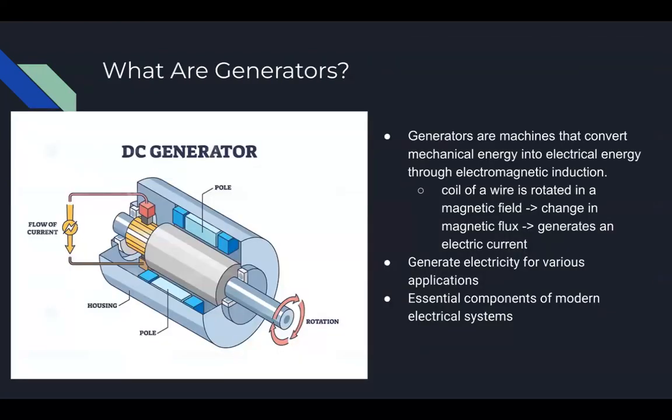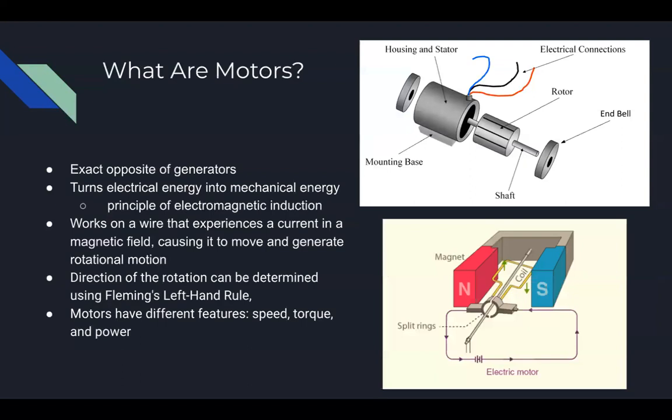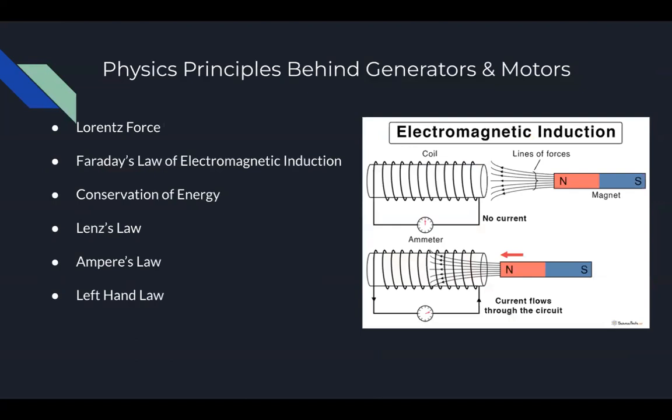Let's talk about that. So we see that generators are machines that can convert mechanical energy into electrical energy, but they're still conserving that energy. And in motors, we see that the mechanical energy is produced by using electrical energy. So that's essentially what I mean by conservation of energy. And we can just do a quick overview of the other ones.